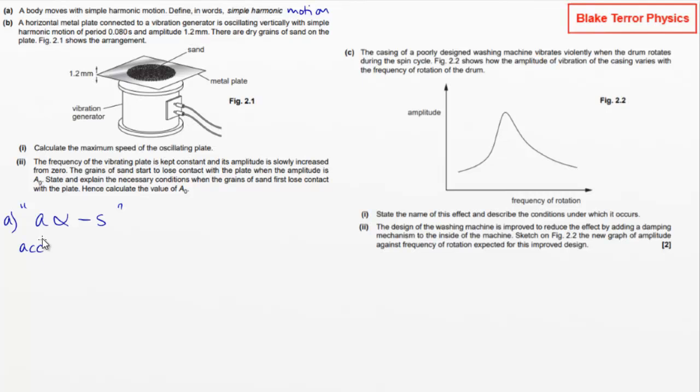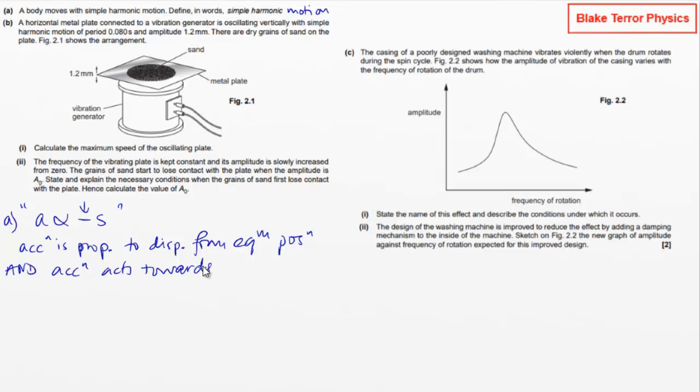So we've got acceleration. I'm doing this in note form, so I haven't got much space. Acceleration is proportional to displacement. You have to say displacement from where, so displacement from an equilibrium position. And because it's more than just that, we've got this minus sign sitting in here, and acceleration acts towards the equilibrium position. So provided you've got those two bits, then you're going to be fine.